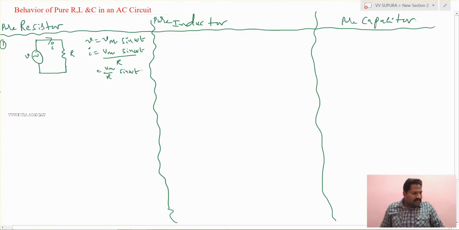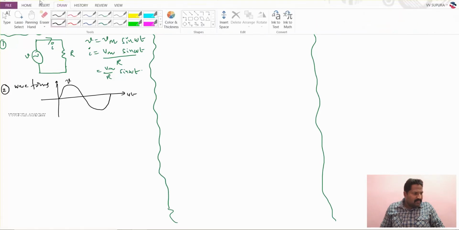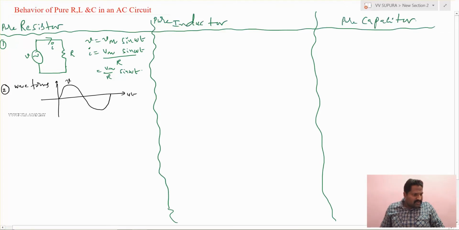And coming to the second point, waveforms. So how can I represent voltage and current? Here the voltage waveform is here. Coming to the current waveform, it is also in phase, that is Vm by R. So that will be calculated as Im. It will always be less than Vm. That's why the current waveform is like this.